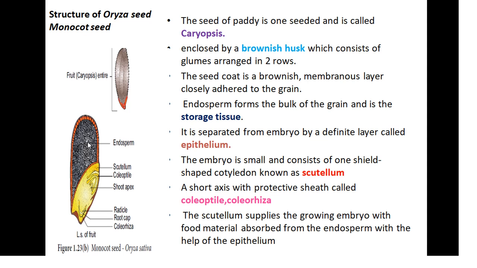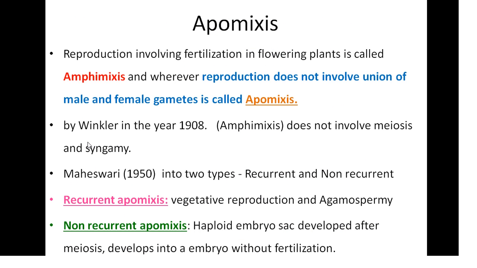Next I am coming to apomixis. This is very important, 3 marks for you. Generally, the fertilization in flowering plants is called amphimixis. What is that called?